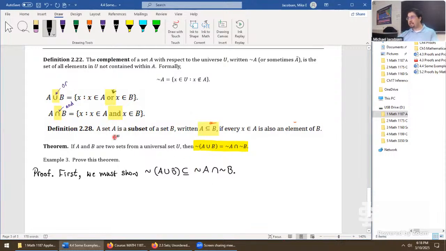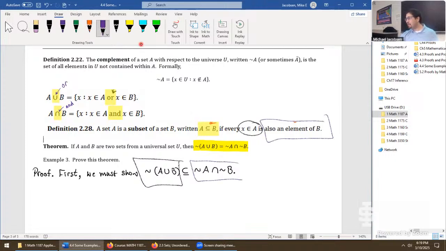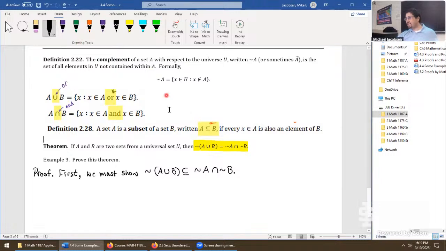So to get started, if we're showing a subset relationship, that's what we're doing right here. It says, well, this relationship holds if every X in A is also an element of B. But the A here is this whole thing, so we want to pick an X in that location. Element of B would be that whole thing. So once we pick an X here, we need to say it's also in there at the same time. So that's the idea of the subset relationship. And let's do just that.